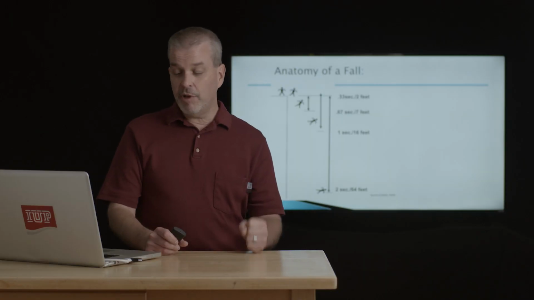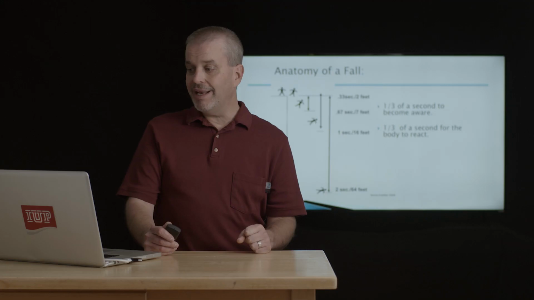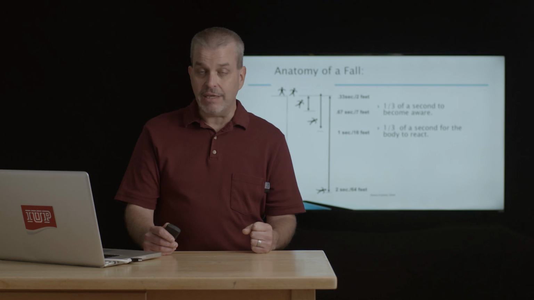So what is the anatomy of a fall? As a worker begins to fall, within the first third of a second, they become aware of this situation. Within the next third of a second, that worker begins to react. And in that distance of 2/3 of a second, they have already fallen 7 feet.